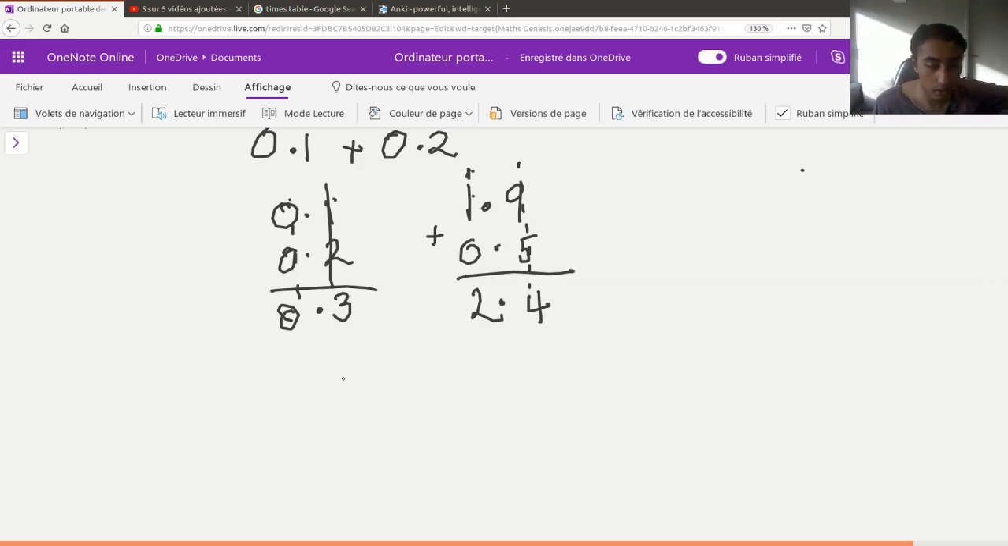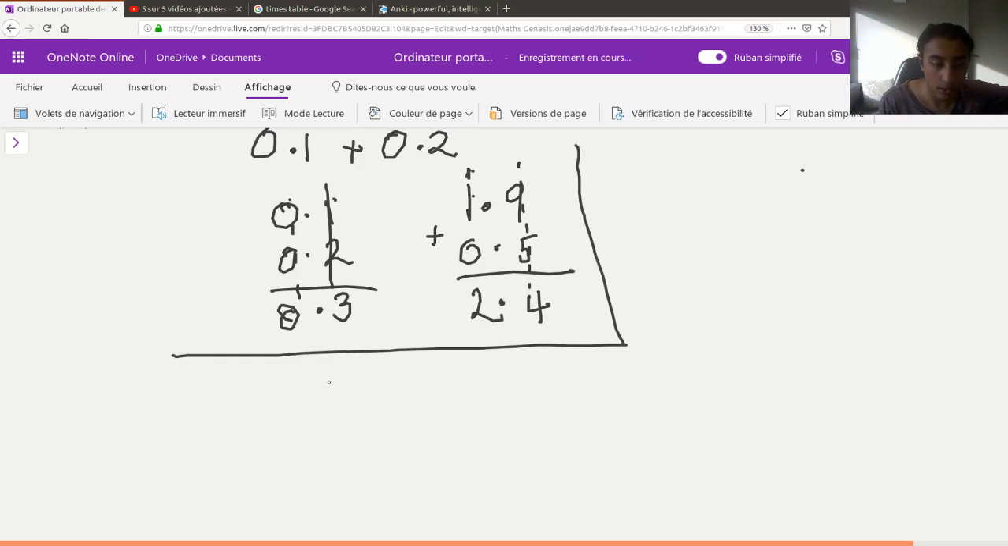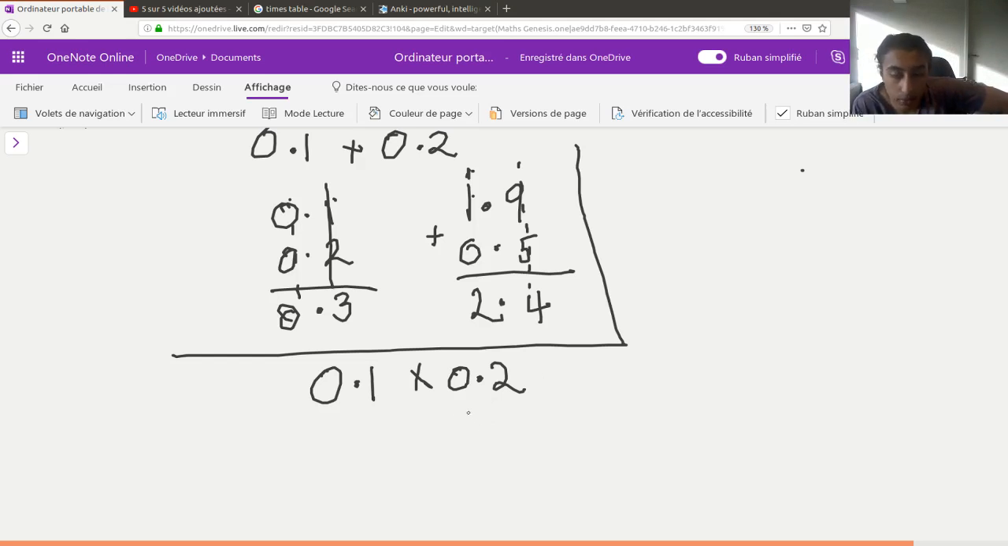And you also do the same for subtraction. Now let's go and do a multiplication problem. Multiplication is a little bit trickier. So let's say we have 1.1 times 0.2, and what you do, yeah, it's a little bit tricky.